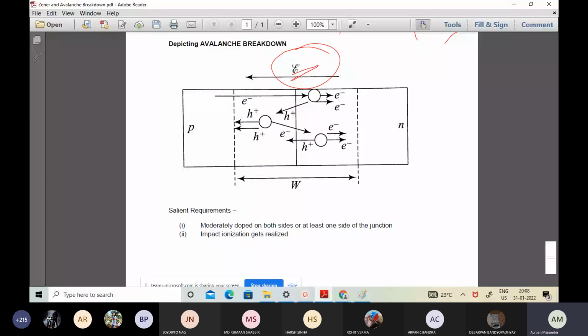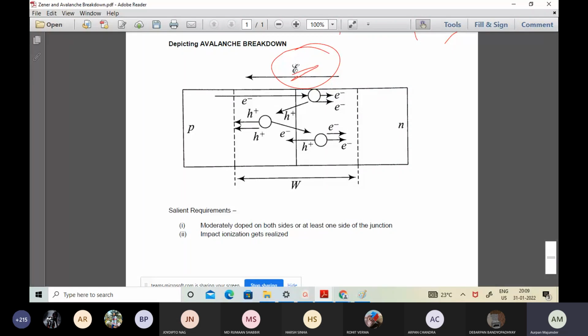So the secondary electron hole pairs are going to bombard further neutral atoms present in the depletion zone, owing to which it can generate tertiary carriers. And all those electron hole pairs will move in the opposite directions. And accordingly, the current conduction has its effect in the avalanche scenario.